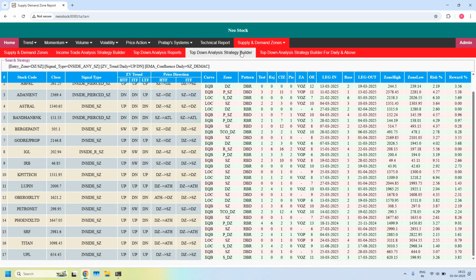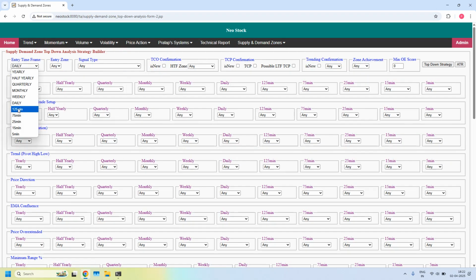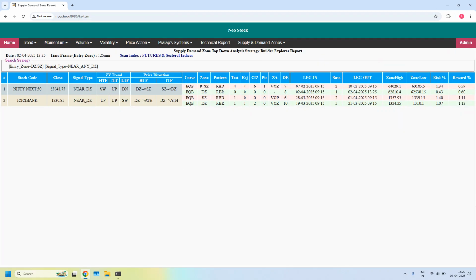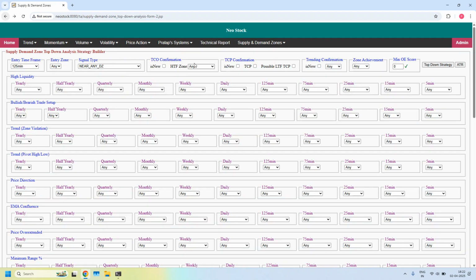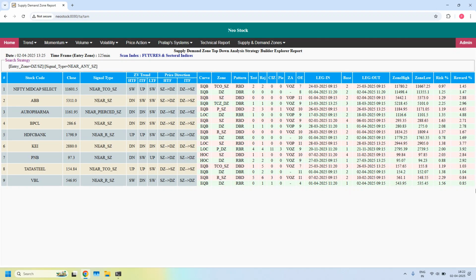The next time frame is 125 minutes. Stocks near 125 minutes demand zone, we got 2 stocks. Next, stocks near 125 minutes supply zone, we got 9 stocks.